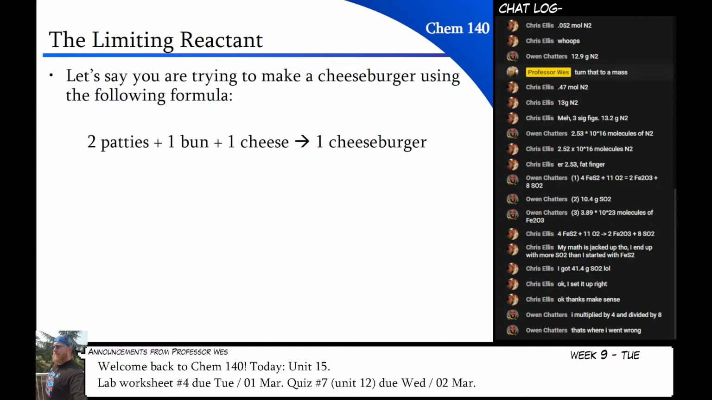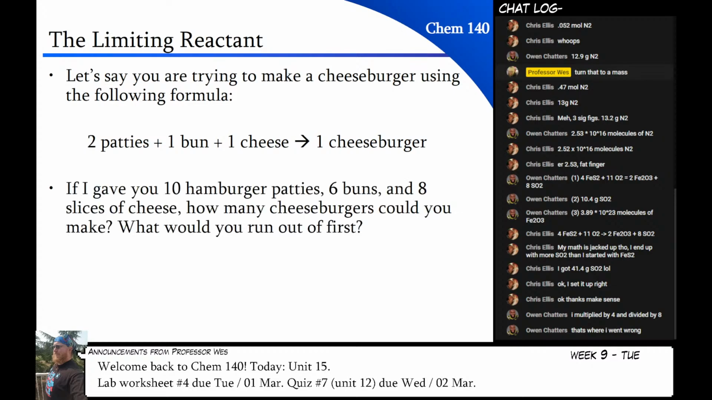All right, so there's our formula for a cheeseburger. Let's suppose I gave you this set of ingredients: 10 patties, 6 buns, and 8 slices of cheese. How many cheeseburgers could you make in total? Well, that's relatively easy to calculate, but we have to do it multiple times, and here's how we do it. If I have 10 patties and 2 patties per burger, 10 patties would make 5 burgers, right?